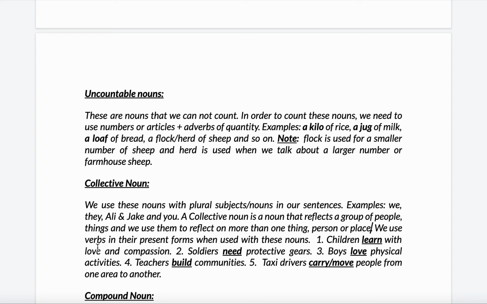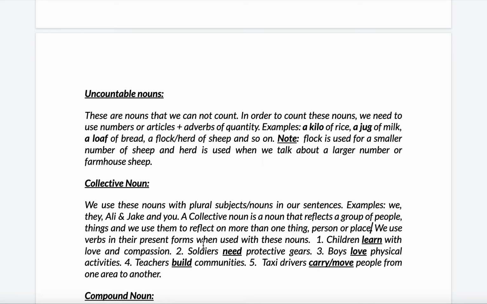We use verbs in their present forms when we talk about these nouns. So when we talk about plural, we cannot say "children learns." Why? Because children is a plural form of child. Okay, so that's another form that we say: child is singular, and then children is more than one.